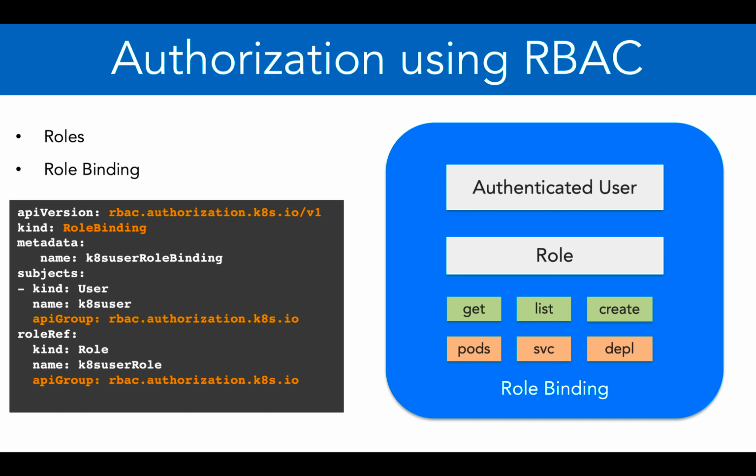In this case, I'm saying that it's a user, and the name of the user is K8s user, and there's something called API group. Again, keep it as is. You do not have to bother about it. Just mention rbac.authorization.k8s.io. And as you can see, subjects can be an array. So you can use a single role binding to associate a single role with multiple users or groups. So in this case, I'm binding or attaching this role to this user, which is K8s user.